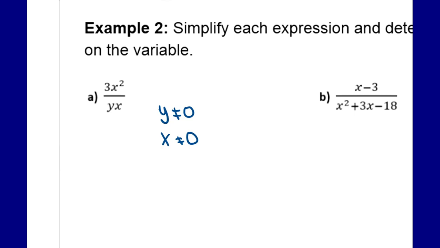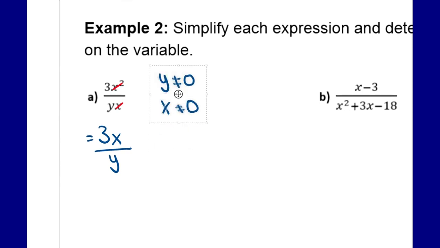Now I'm going to go through and start to simplify. Is there anything I can cancel out? Well, I can use my power laws to cancel out some of the x's. So I'll be left with 3, and dividing power says I subtract. So x to the power of 2 divided by x becomes just x to the power of 1, or x. And it's going to be divided by y. So that means my simplified expression is now 3x divided by y. And the restrictions are that y cannot equal 0 and x cannot equal 0.